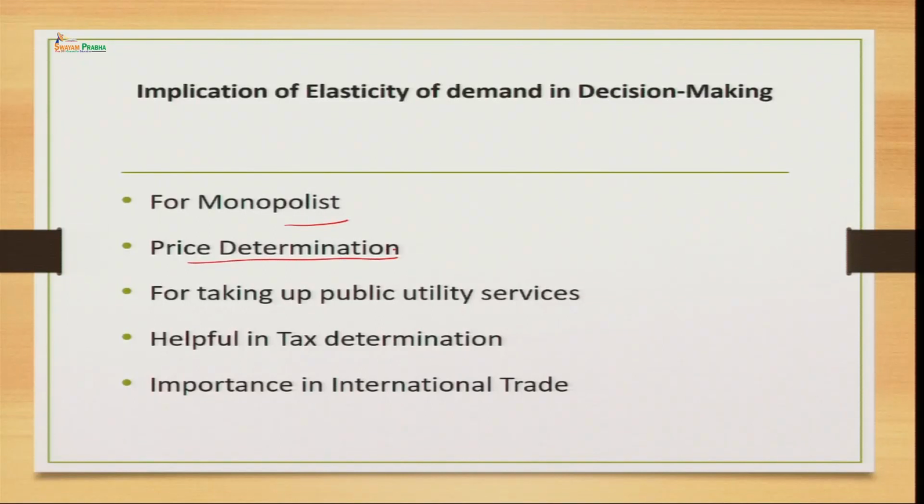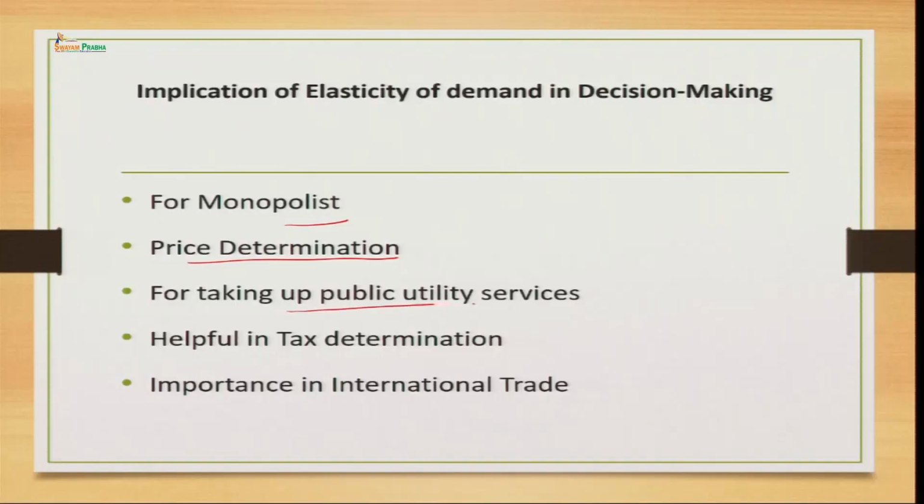Yes, of course, not only for the monopolist, but for the other market structures also we have to determine the prices. So how are we going to determine the prices of a commodity? What factors affect the demand of the commodity? And as we all know, price is a very important factor. So how our product is being affected by the price, right? Whether the product is of elastic nature or inelastic nature, how are we going to determine the prices of those commodities? There this price elasticity concept is very helpful.